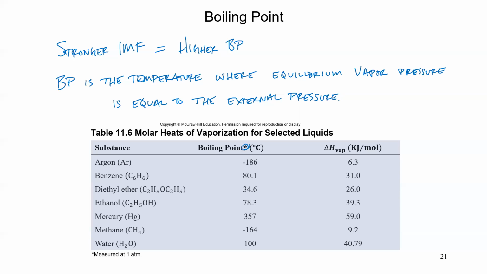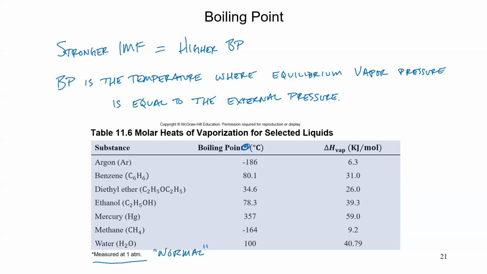Notice that there's a little asterisk here for our boiling point. That's the normal boiling point because it's measured at 1 atmosphere. So if we talk about a normal boiling point, our external pressure is exactly 1 atmosphere.